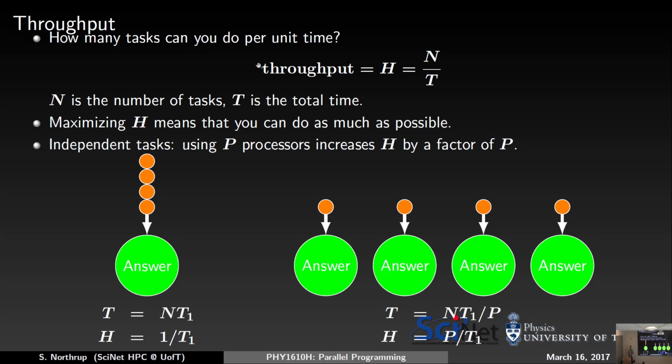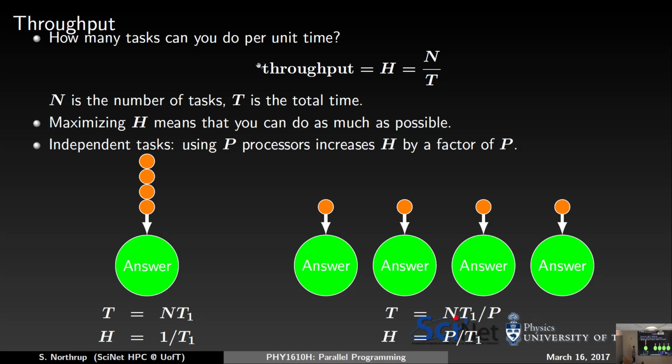So we're going to bring up some terminology here, which we've kind of hinted at a little bit before when we talk about parallel performance. These are ways of measuring our parallel performance. So we're going to introduce here the idea of throughput. And throughput, I think you have an intrinsic idea. It's really just how much you can get done in a fixed amount of time.